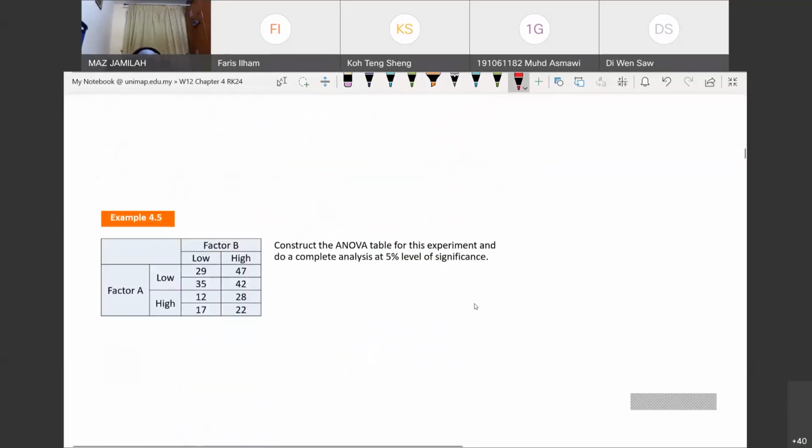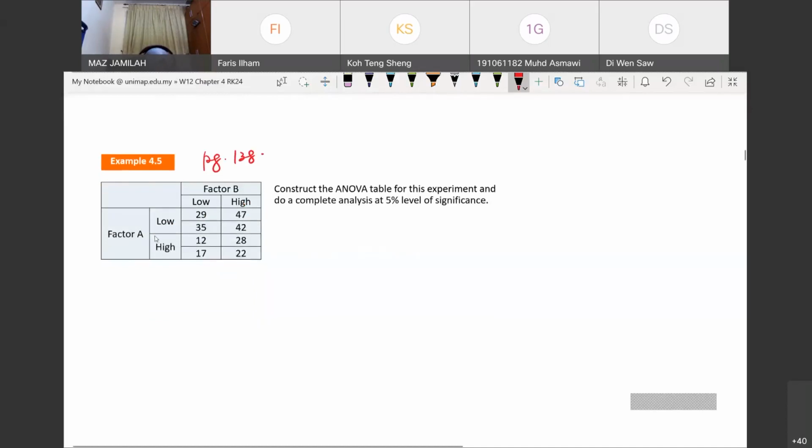Now, let us look at example 4.5, on page 138 if I'm not mistaken. You are given this particular setting. You have factor A with low and high, factor B also with low and high, and all the response variables. Construct the ANOVA table for this experiment and do a complete analysis at 5% level of significance.